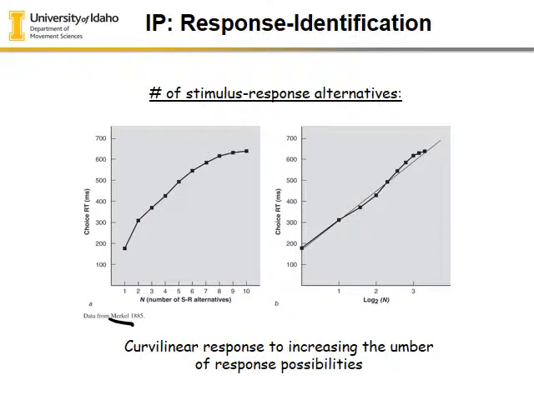The idea is this: on the x-axis, we have the number of select response alternatives, going from 1 all the way up to 10, and then we have the choice reaction time. You can see that it increases curvilinearly as we increase the number of responses from 1 to 10. In response to the number of choices we have available, it continues to go up.